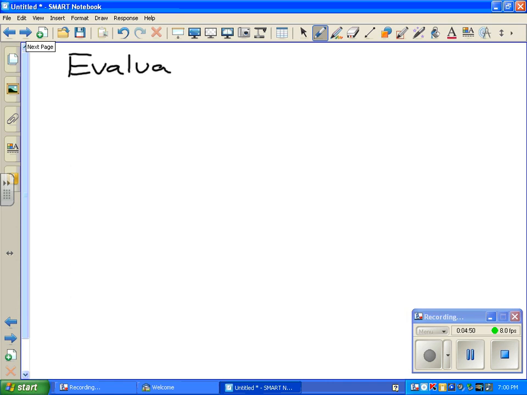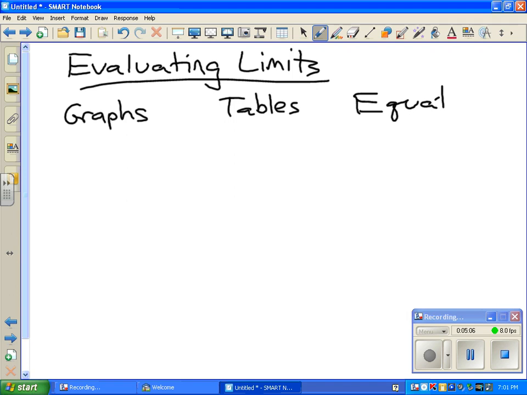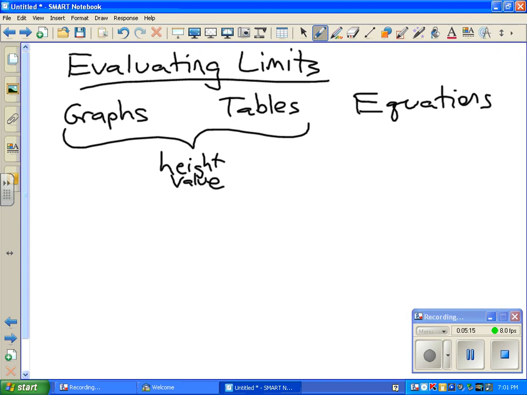One of the things we guarantee you'll have to do to some extent on the AP is evaluating limits. So we've looked at a couple of graph situations, also looking at tables, and then equations. For graphs and tables, what we're looking for is that height value approaching the same height from both the left and the right. For equations, we had a variety of techniques.